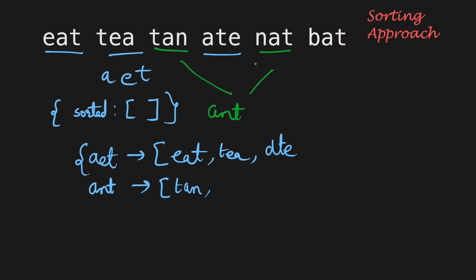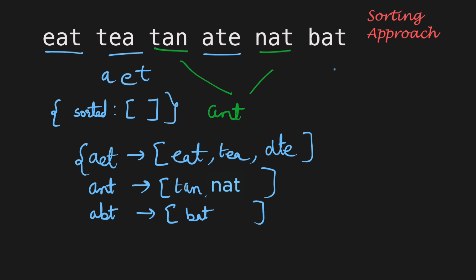Next we encounter nat with sorted form ant, and the key ant is already present in the map, so we add nat to the value list. And finally we see string bat which has sorted form abt, which is not present in the hash map, so we insert it into the map with bat in the value list. And now we have processed all the strings in the array, and at the end of the process the map contains 3 keys with the grouped anagrams in the map as values, which we will return as the answer.